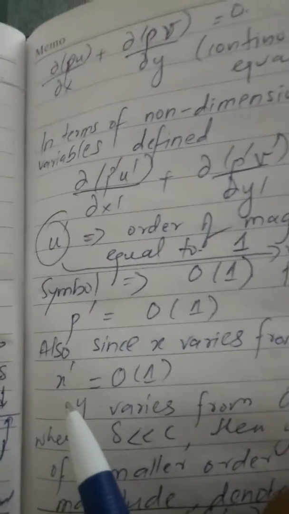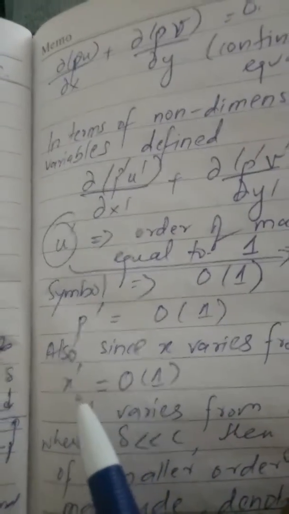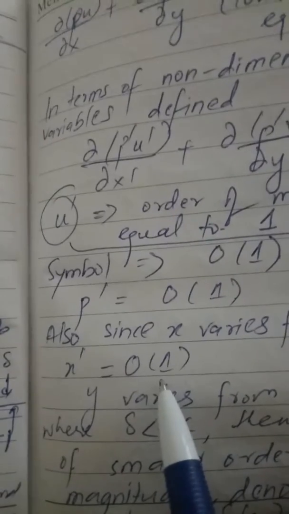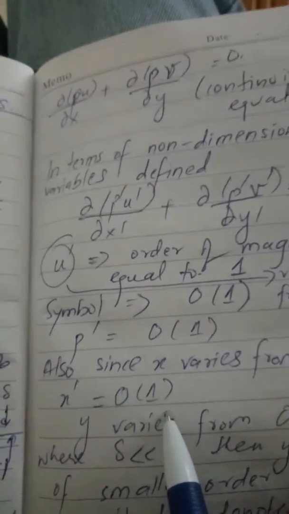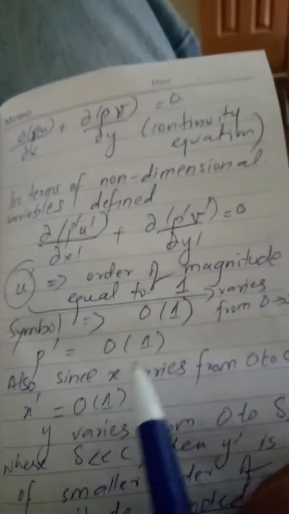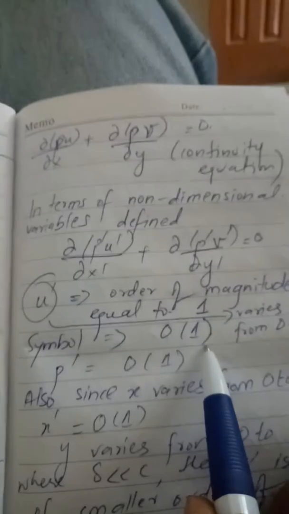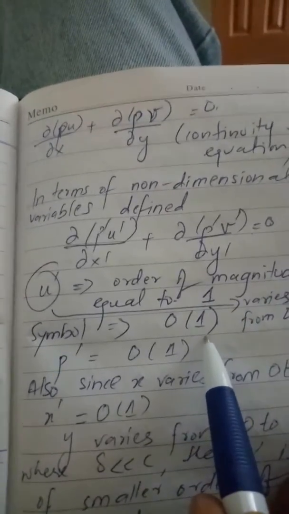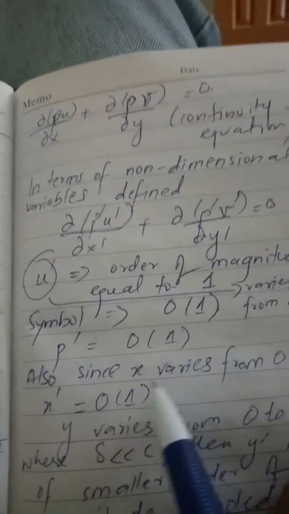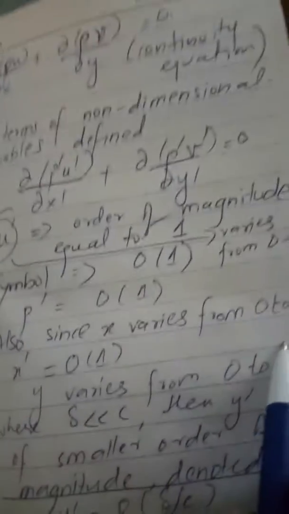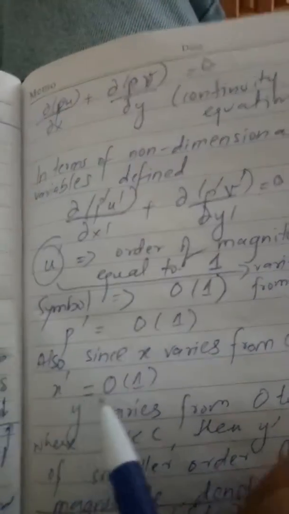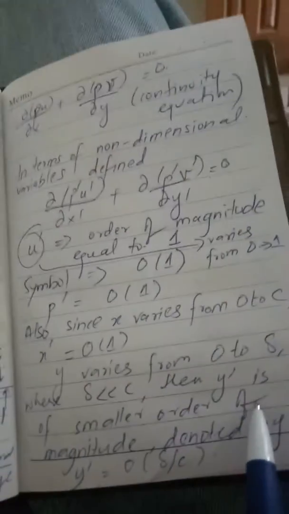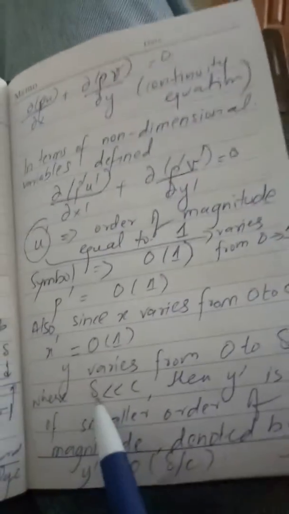Also, since x varies from 0 to c, which is normally the scale, x prime will also be 0 to 1. We have symbolized it as order of magnitude equal to 1. We've been talking about u prime and p prime, and since x varies from 0 to c, this is x prime. And y varies from 0 to lambda, along the y-axis.